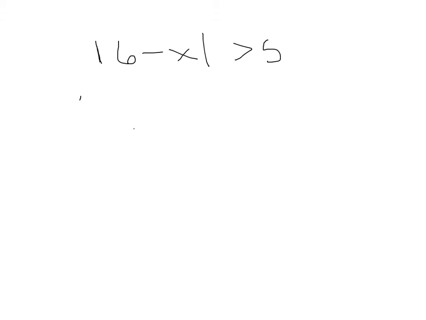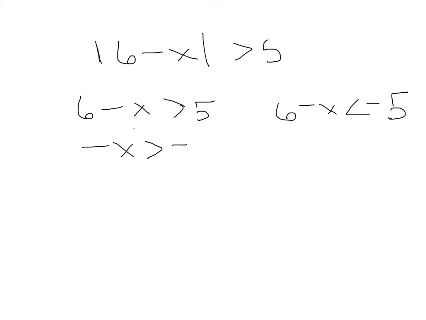Now I can split this into my two inequalities, which results in 6 minus x is greater than 5. Also, 6 minus x is less than -5. I will subtract 6 from both sides. And after I subtract 6 from both sides, I'll be left with -x is greater than -1. I'll also have -x is less than -11.